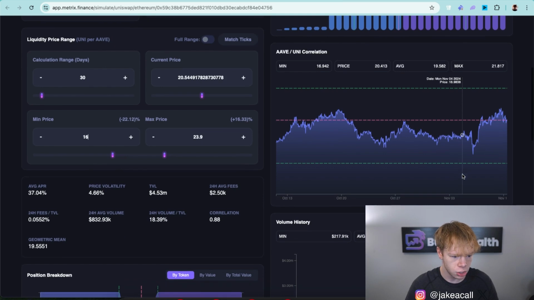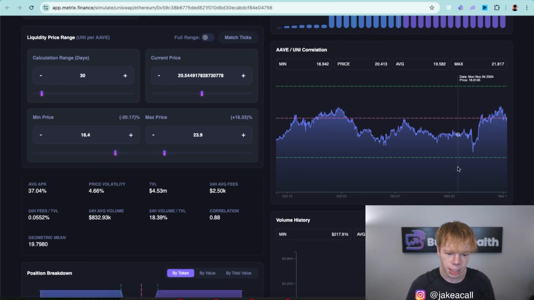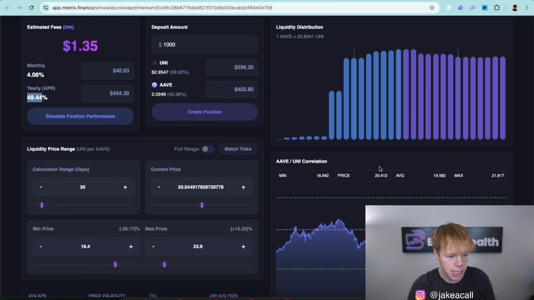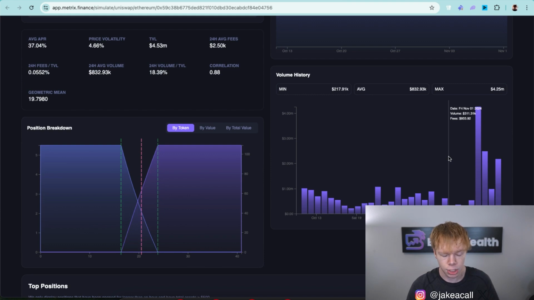Well, number one, we can just drag this min price up a little bit more, something like 16.4. That'll get us to about a 50% APR, but also we need to adjust this volume history. The reason why is because recently there's been much more trading volume than there has been in the past 30 days. Over here, there's solid volume, yes, but over here, that volume has just picked up steam.